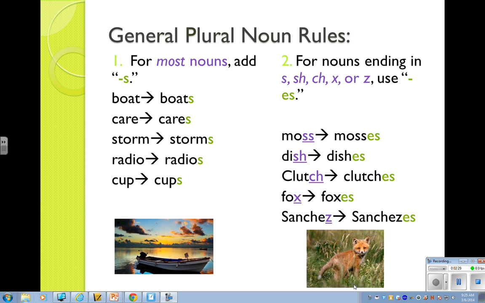Take a second, see if you can see what capitalization error is on this page. Do you see it? There you go. It is indeed clutch. Clutch is a common noun, so it shouldn't be capitalized. Sanchez is a proper noun, so it should be capitalized. But clutch, you definitely would want to fix that if this were on your paper. Moving on.